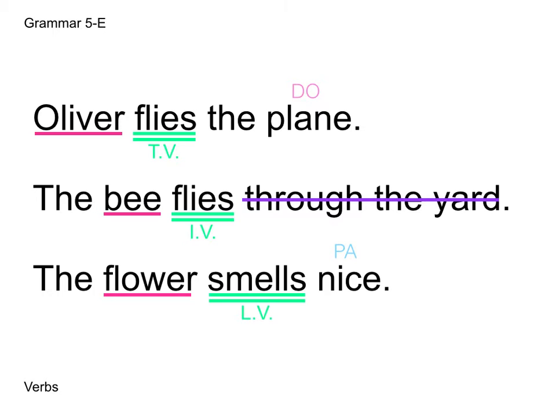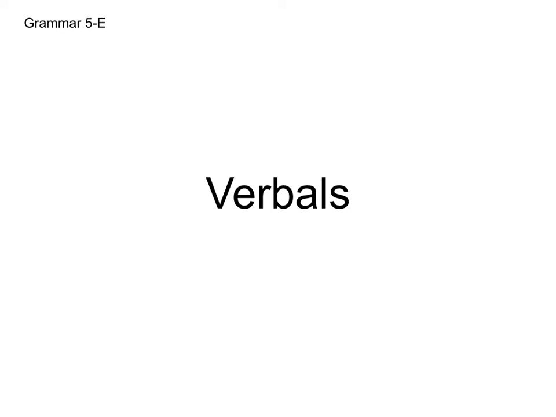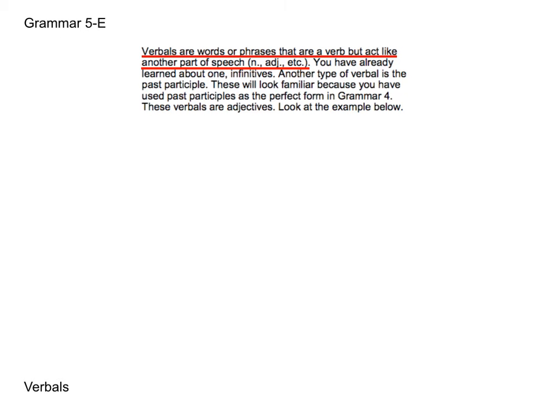So now we're going to go over verbals, which is something that was introduced back in Grammar 4, and we have explored a lot more about verbals in this first quarter of Grammar 5. So let's remember that verbals are words or phrases that are a verb, but they act like another part of speech. So one of the first ones you learned about was infinitives. So we're going to review that very quickly.